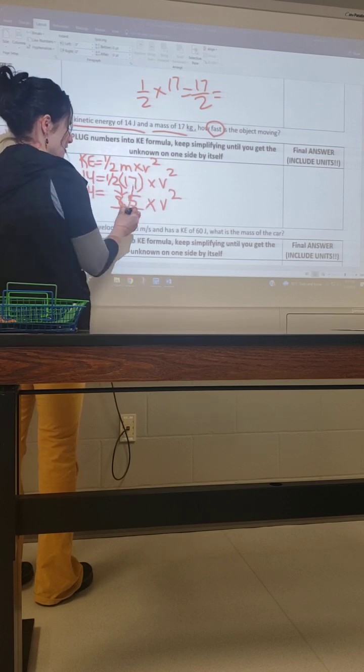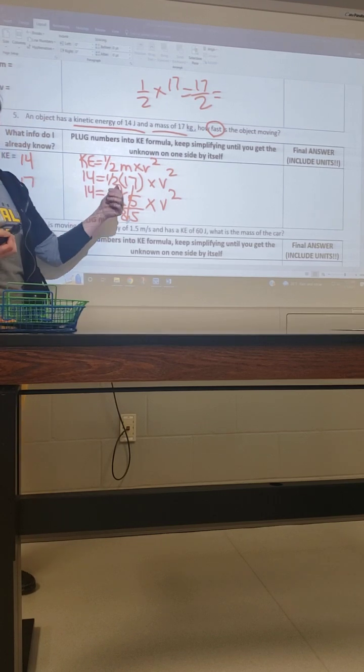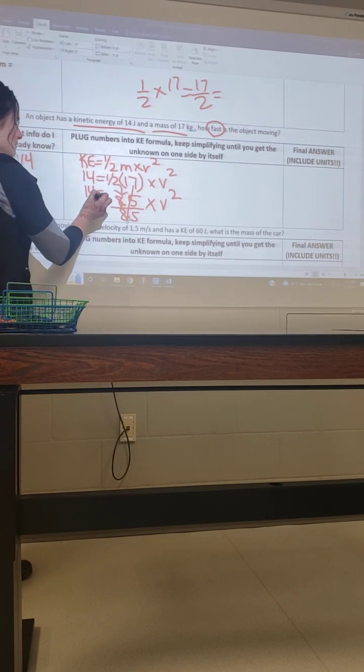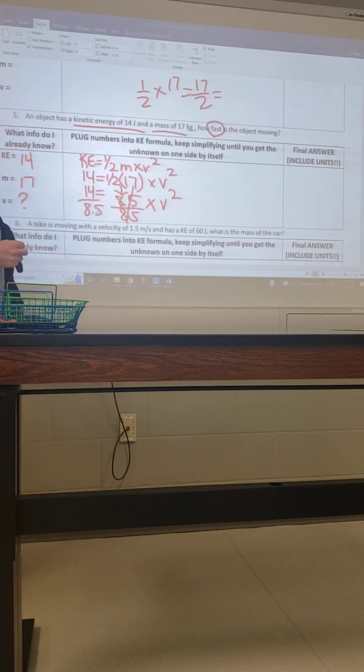If I divide it here, it gets rid of it. What's the rule of algebra say? What I do on one side, we have to do on the other. So now I'm going to take and divide my 14 by 8.5 as well. What do we get? 14 divided by 8.5.